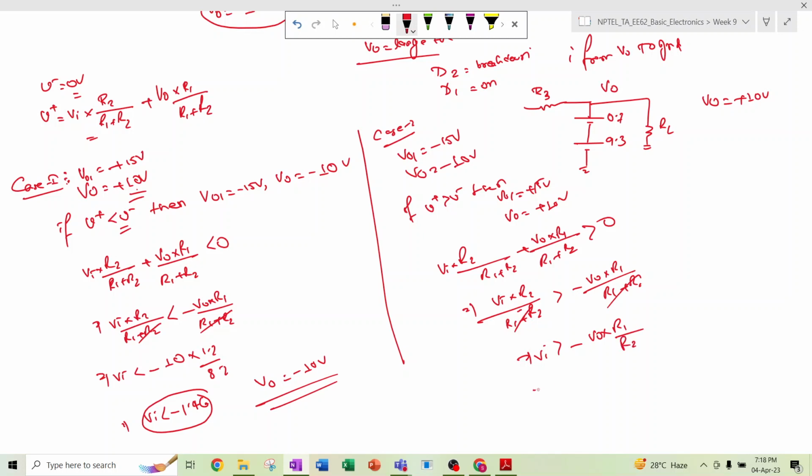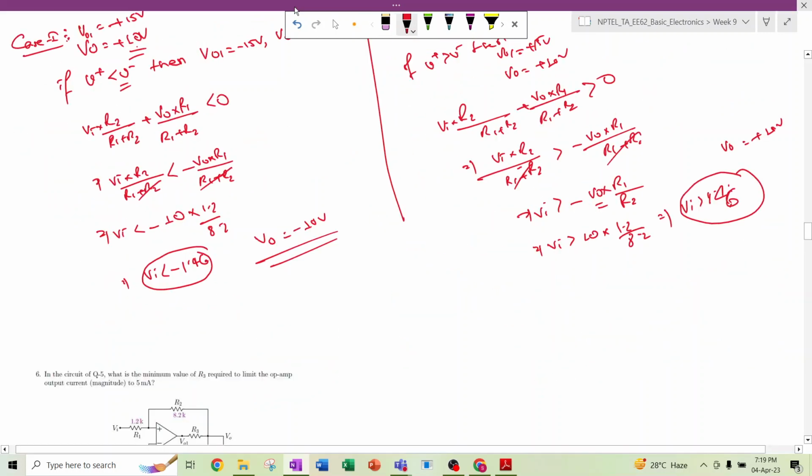Now what is the value of VO? VO is minus 10 volt. So this minus 10 and this minus becomes plus. So 10 into R1 by R2, that is 1.2 by 8.2. That means Vi should be greater than 1.46. So if it is greater than 1.46, then only VO becomes plus 10 volt again, going from minus 10 volt to plus 10 volt.